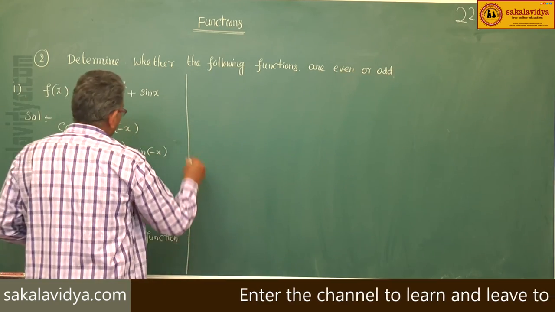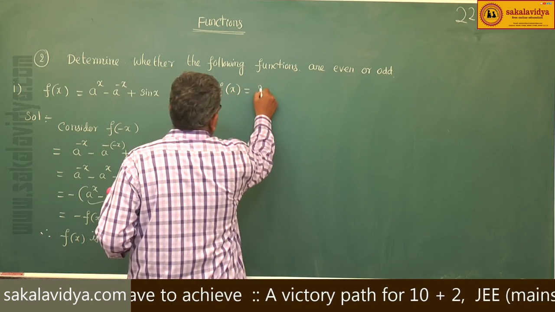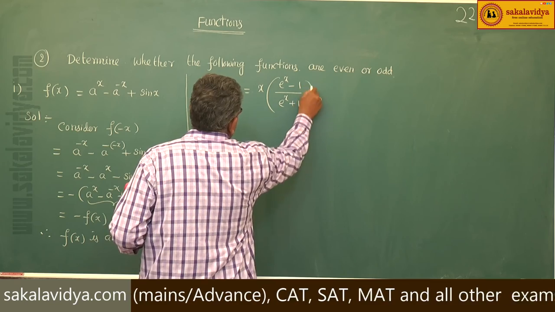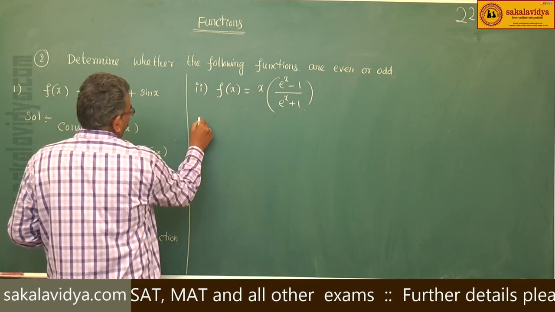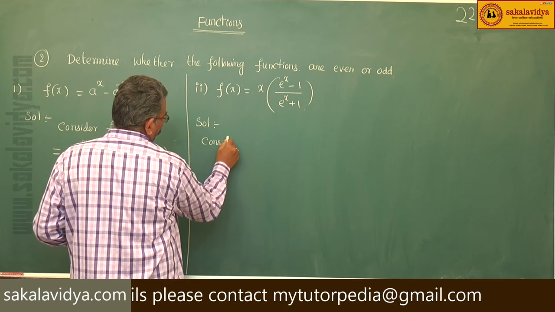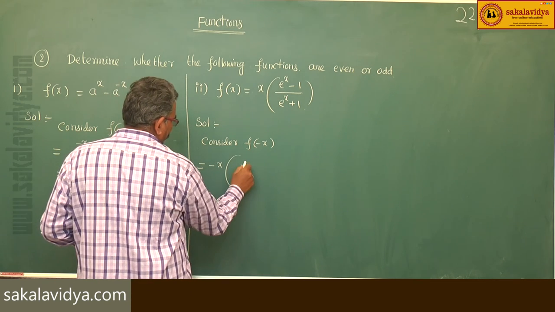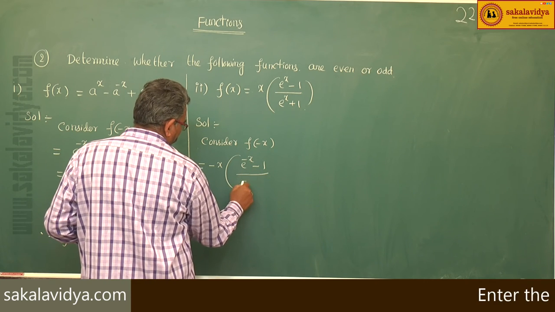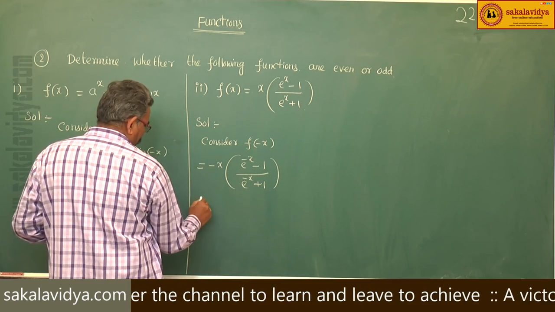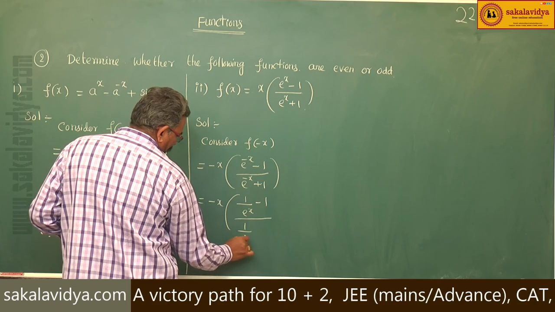Next, the second one, f of x equals x times e power x minus 1 by e power x plus 1. The same test has to be conducted on this one also. Consider f of minus x. Now minus x times e power minus x minus 1 by e power minus x plus 1. From laws of indices, these two we can write minus x into 1 by e power x minus 1 by 1 by e power x plus 1.